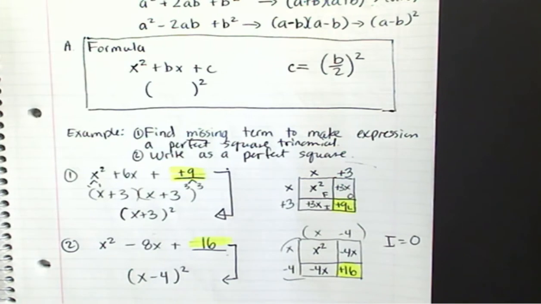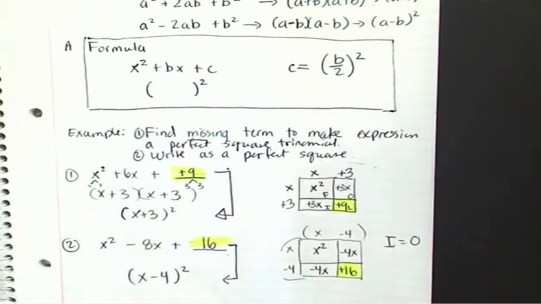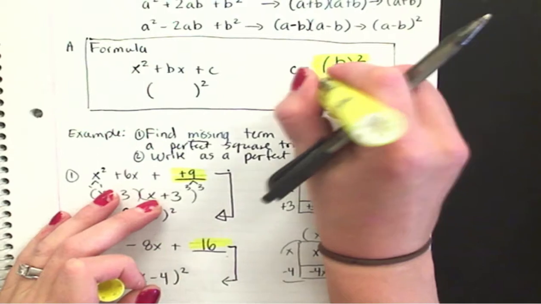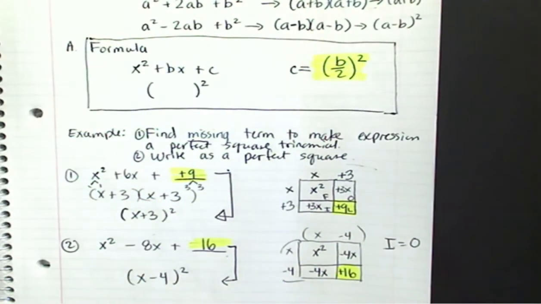Why did I half my middle term? Because I had to split it evenly. Why did I square it? Because I had to take the last terms multiplied together. Okay, so what goes here? This is the formula, guys. Once you understand where it's coming from, it's better than just blindly throwing letters down.